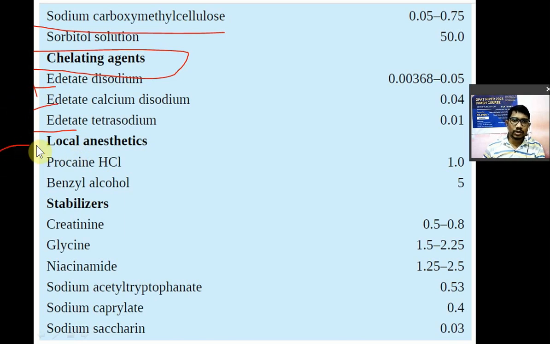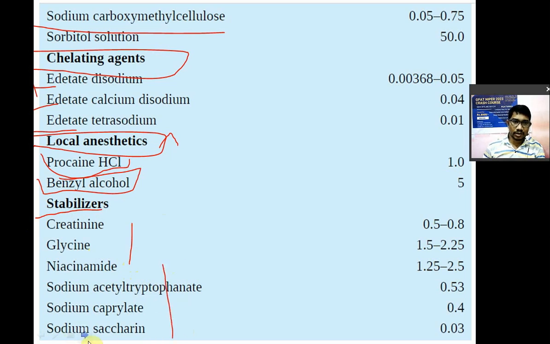Local anesthetic: a question has come on this. Local anesthetics are used in injectables. Why use a local anesthetic? Because if the injection is painful, the local anesthetic will decrease the pain. So remember benzyl alcohol. Benzyl alcohol and procaine hydrochloride are used as local anesthetics in injectables. Remember this, a question has come on it. Stabilizers like creatinine, glycine, niacinamide, sodium acetyltryptophanate, sodium caprylate, sodium saccharin are used as stabilizers. The concentrations are not important.